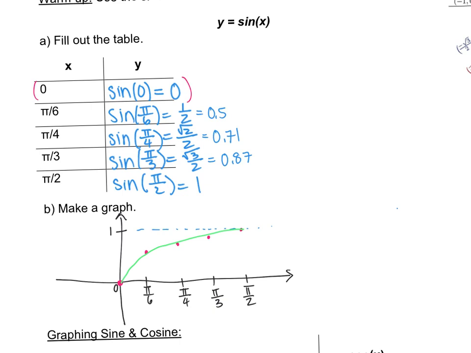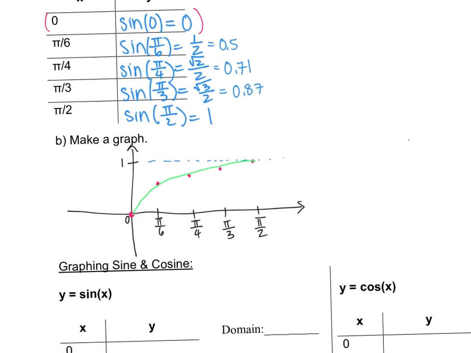But let me just say that this graph is just a small piece of the sine curve. And in a moment, we're going to expose what it looks like from negative 2 pi to 2 pi, so that we can really see the shape of the entire sine curve.